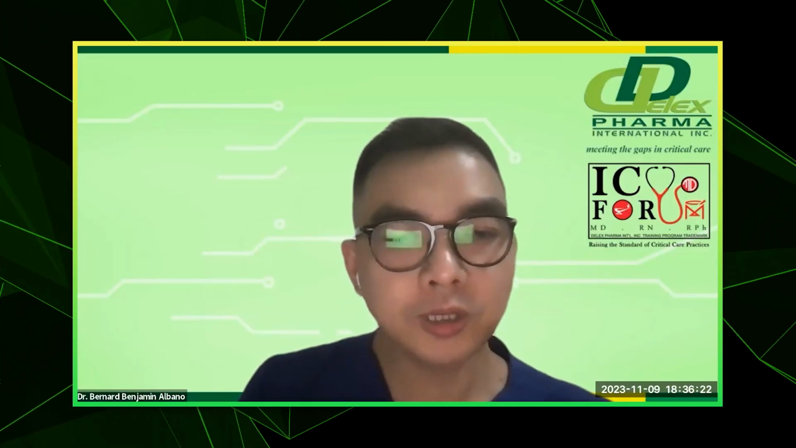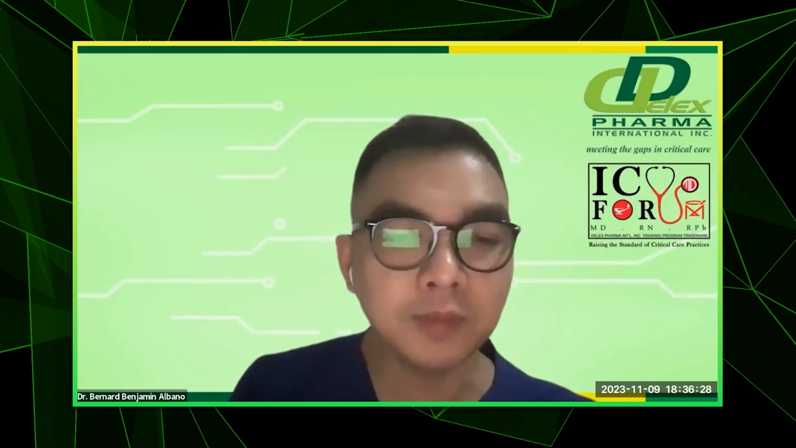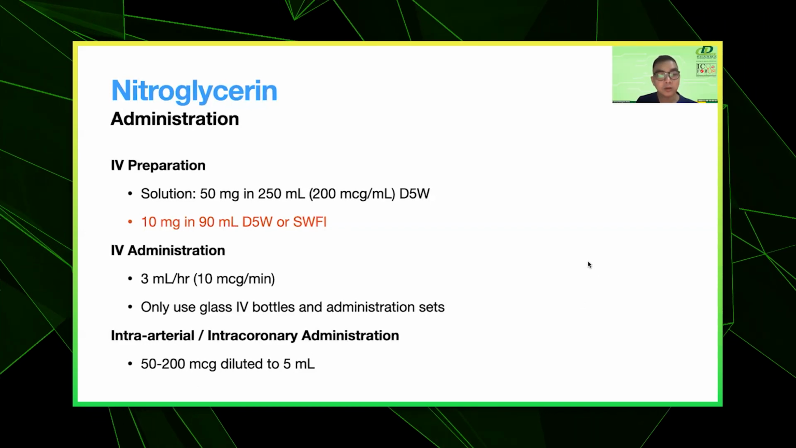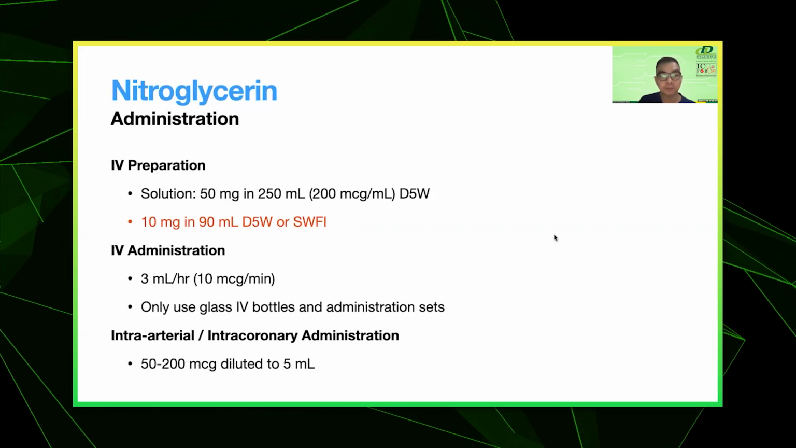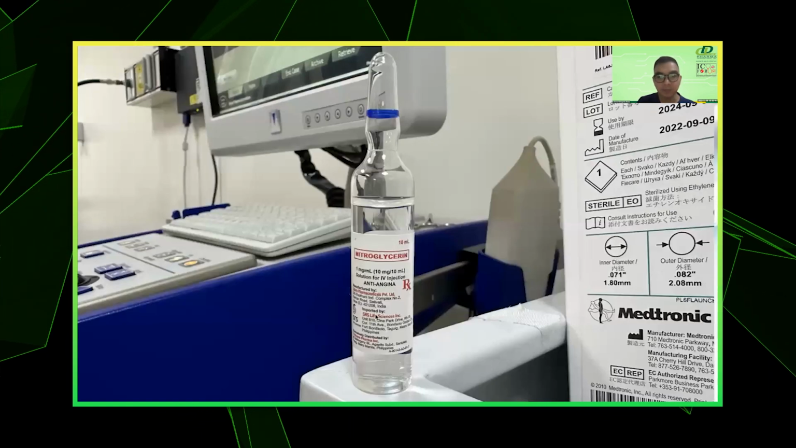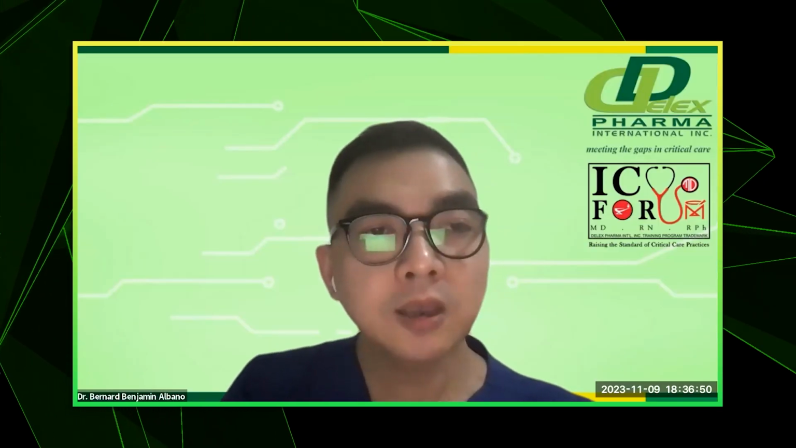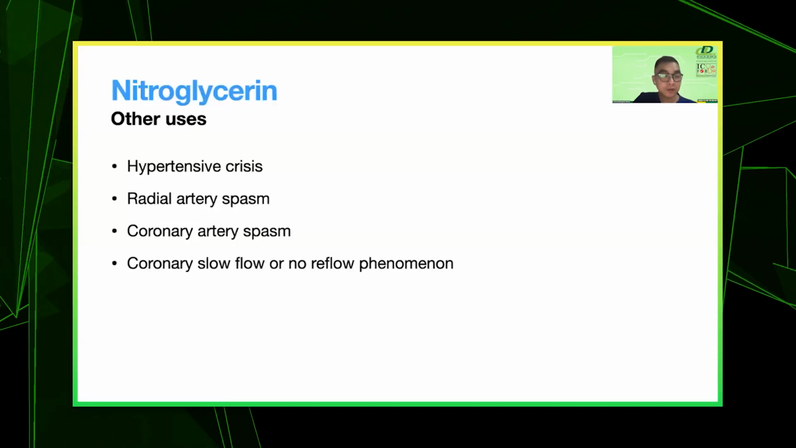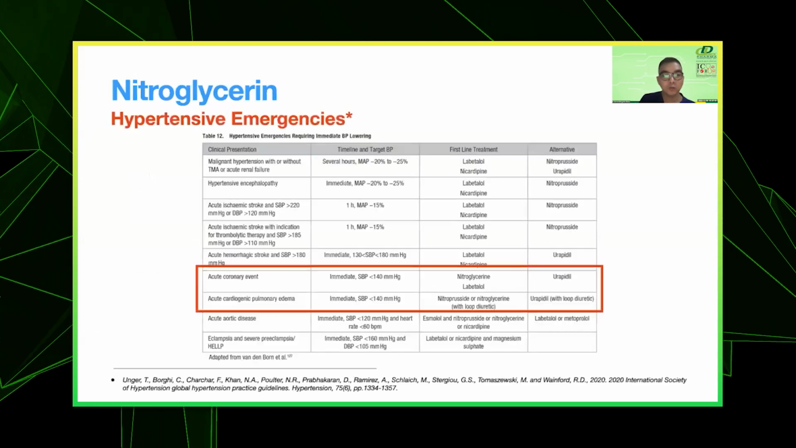For intraarterial or intracoronary administration, for the prevention of radial artery spasm and the treatment of no reflow phenomenon respectively, we can give 50 to 200 micrograms of nitroglycerin diluted to 5 ml of plain NSS or sterile water for injection. This is again the same injectable nitroglycerin that I have shown you earlier. Now, for the other indications of nitroglycerin: hypertensive crisis, radial artery spasm, coronary artery spasm, and coronary slow flow or no reflow phenomenon.